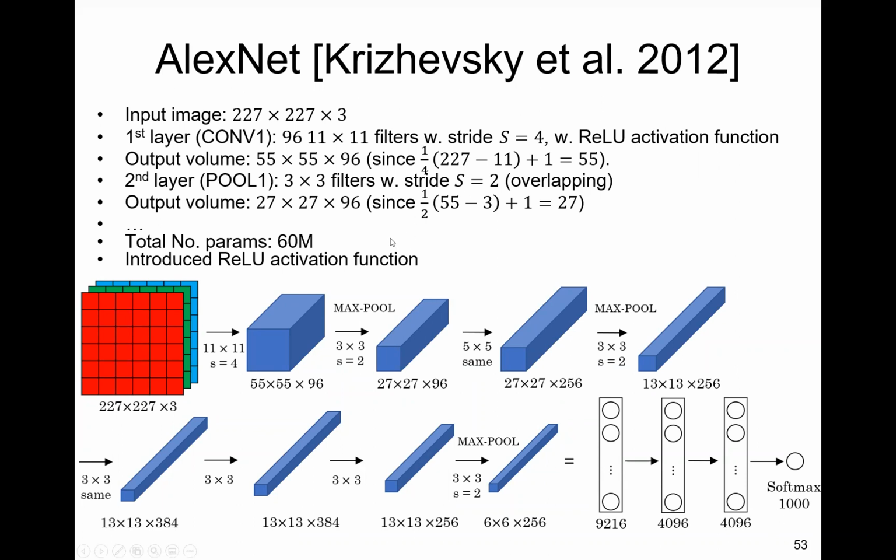LeNet was using sigmoid. It turns out that sigmoid works well for smaller CNNs like LeNet, but for deeper, larger CNNs, it suffers from the vanishing gradient problem, and the gradient cannot pass through the layers very well. ReLU doesn't have the vanishing gradient problem. It's more suitable for deeper networks.